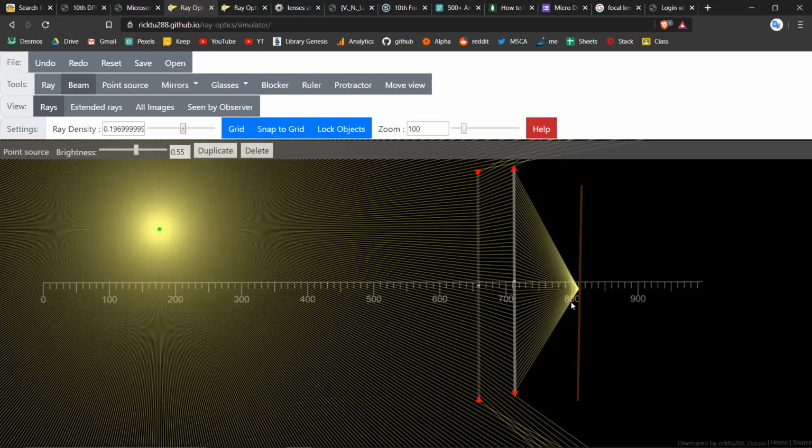Why does the image at infinity appear inverted? I didn't get that part. It's not inverted. The image at infinity is very small, by the way. It's really, really far. Its size is almost diminished.